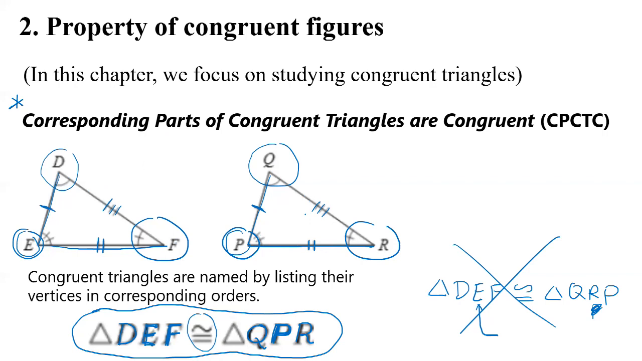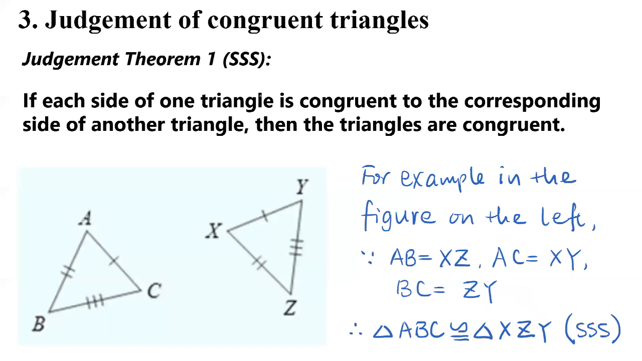No. All right, then let's have a look at how we can determine if two triangles are congruent triangles. There are 4 judgment theorems. First, let's have a look at the first judgment theorem, which is also called SSS. So why is it called SSS? First, let's have a look at the theorem itself. If each side of one triangle is congruent to the corresponding side of another triangle, then the triangles are congruent.